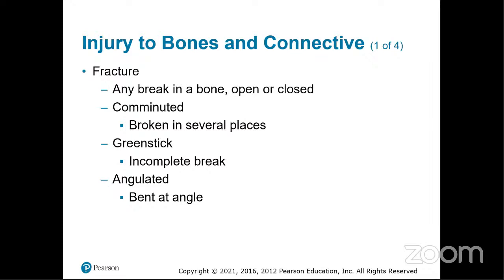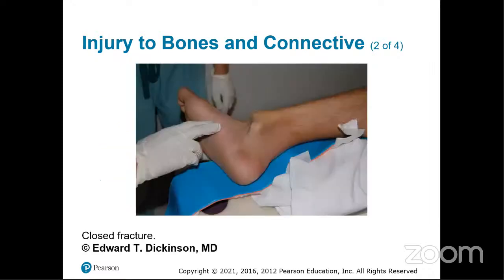So greenstick is an incomplete one, and then angulated is bent at an angle. So that would be an angulated one. So it's bent to the side. And that's a closed one though, right? When you can see it, definitely a prominence against the skin, but it has not broken the skin yet.